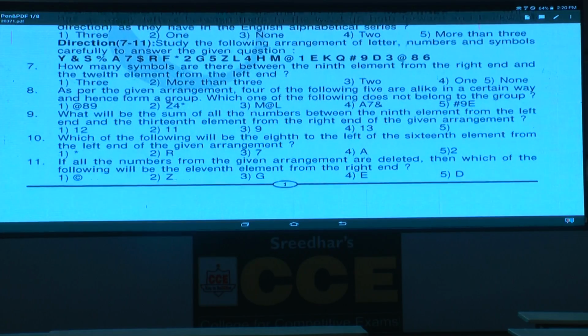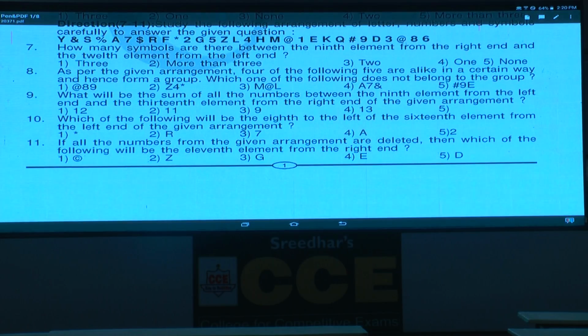Then 7 to 11. Now these 5 questions, question number 7 to 11, are based on this given sequence. How many symbols are there between the 9th element from the right and the 12th element from the left? 12th element from the left, 4, 5, 6, 7, 8, 9, 10, 11. 12th element from the left is Z. And the 9th element from the right hand side, 3, 4, 5, 6, 7, 8, 9. 9th from the right is K. And 12th from the left is Z.